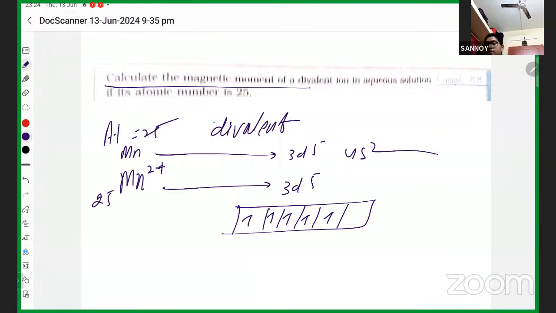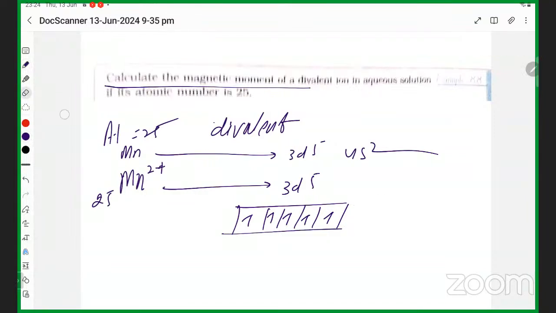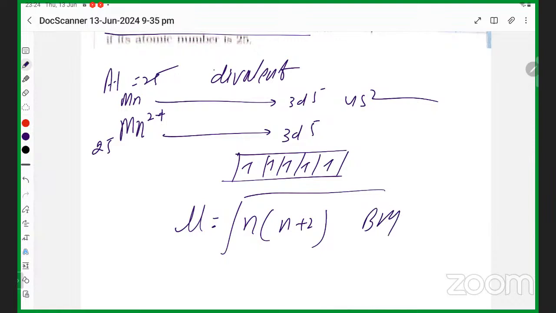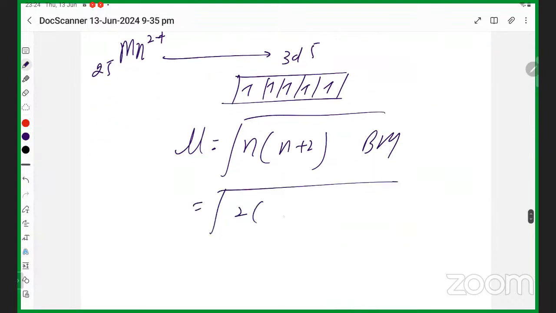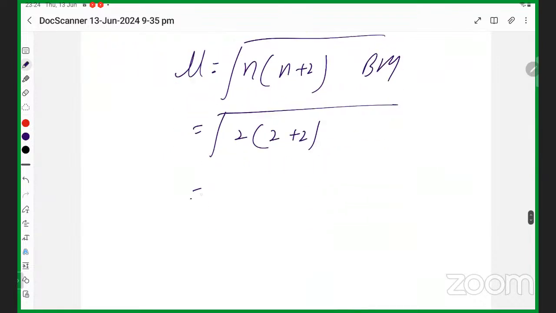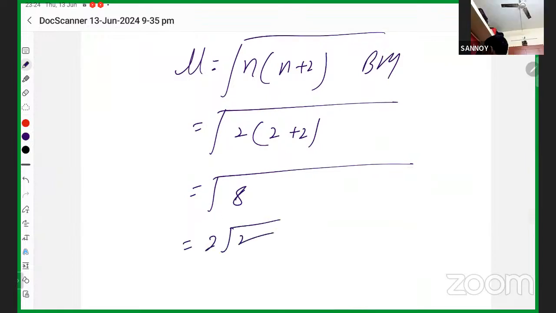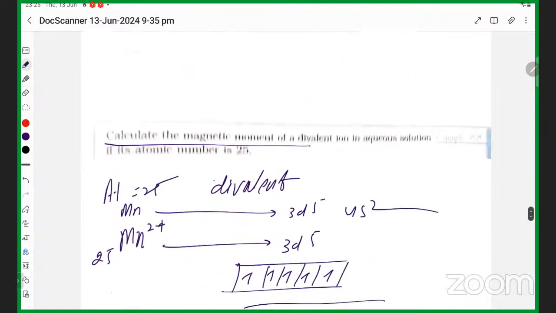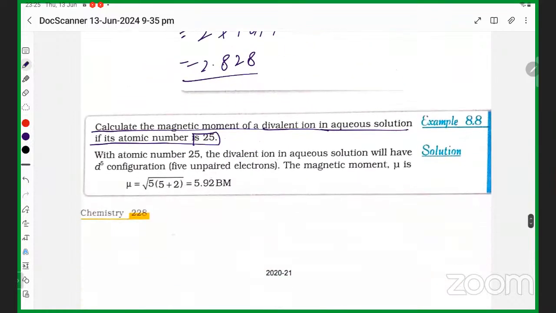And n value 5. Now we are plugging in the formula mu is equal to root of n(n+2) Bohr magneton. You put the value of n as 2, 2 in bracket 2 plus 2, so it is going to be 2 into 4, that is 8, root of 8. So root of 8 means 2 root 2. So 2 into 1.414, what will be there? 2.82. So here you see what they have given.